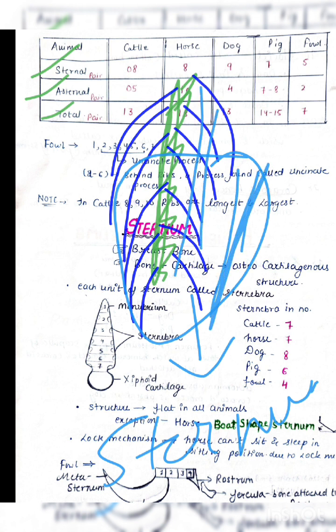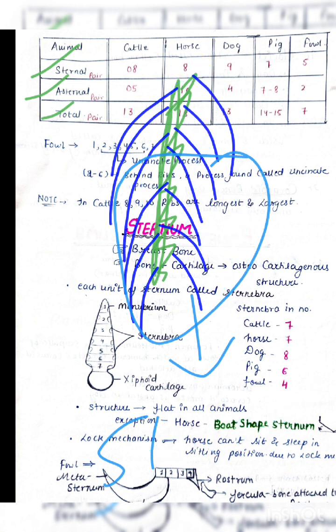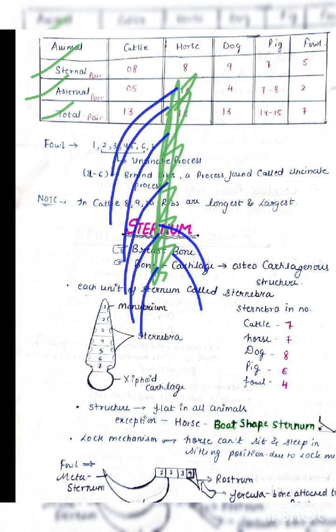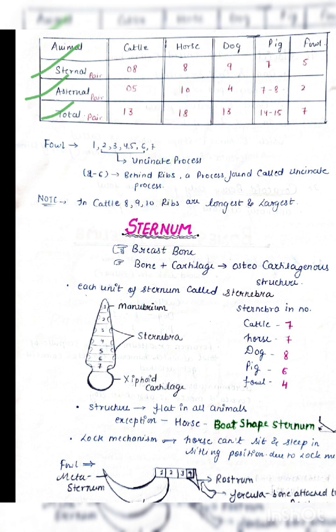So these are known as the true ribs. The last ones are not attached to the sternum. These are known as asternal ribs, and these are attached by the cartilage. And these last ones are the floating ribs. These are neither connected by the sternum. So these are present in pairs, this and this. So we can consider both as a pair.